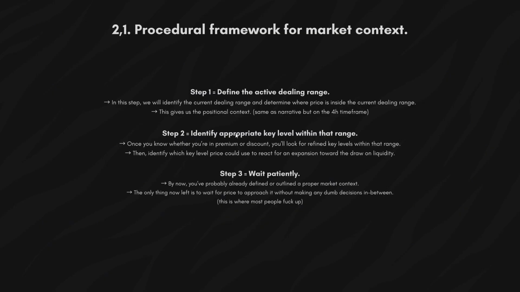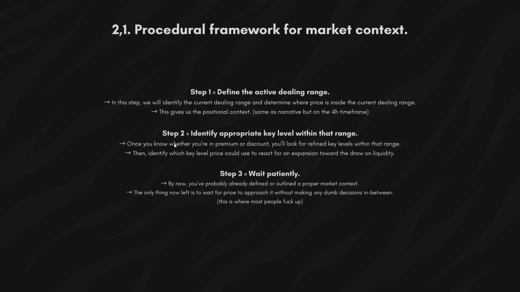The second step is to identify an appropriate key level along with a CRT, or a candle range, within the dealing range. So once you know whether you are in premium or discount, you will then look for refined key levels within that range. You will look for multiple key levels within the premium and discount region. And then you will identify which key level and which candle range or CRT price could use to react or use as a catalyst for an expansion towards the drawn liquidity.